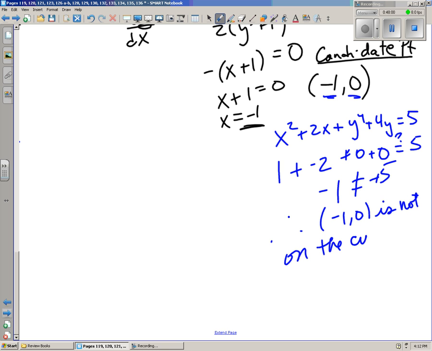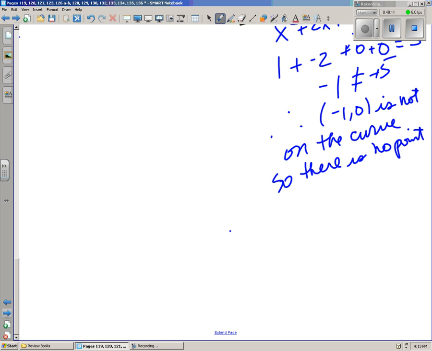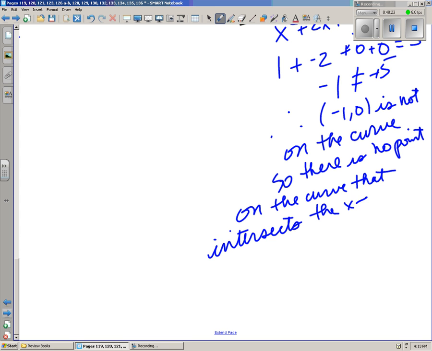There's a couple of different ways to do this, but this is probably the easiest way. So there is no point on the curve that intersects the x-axis and has a horizontal tangent. Impossible. Can't have both at the same time.